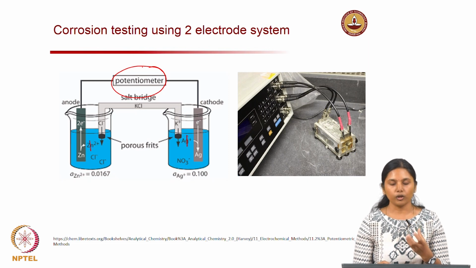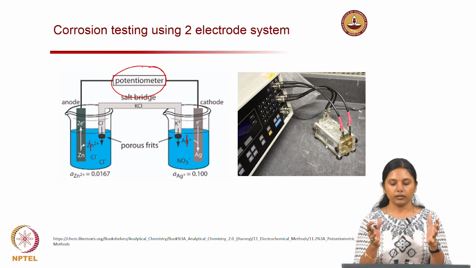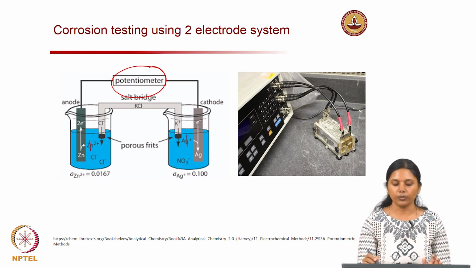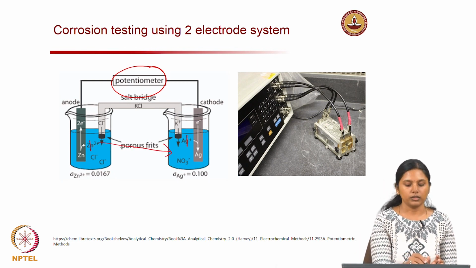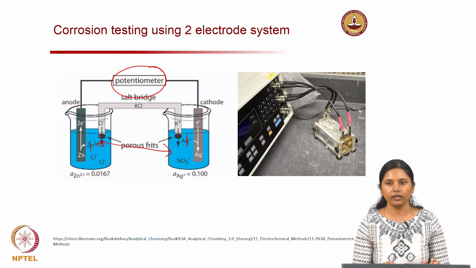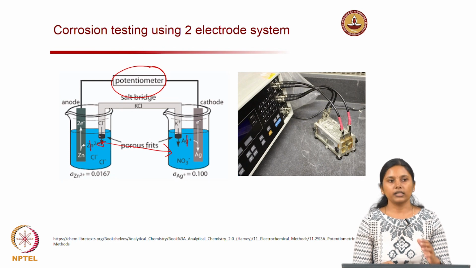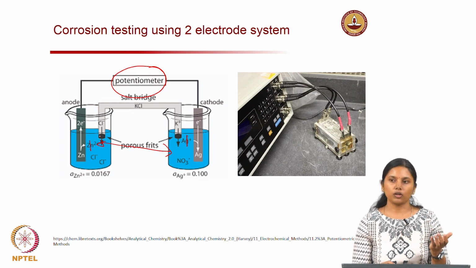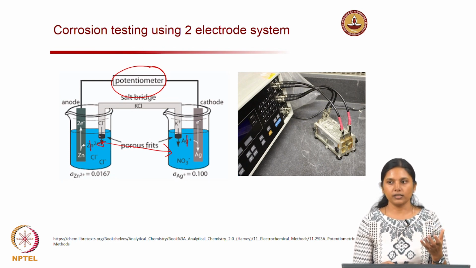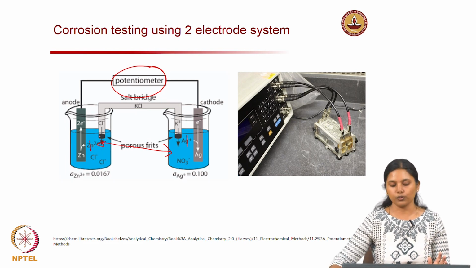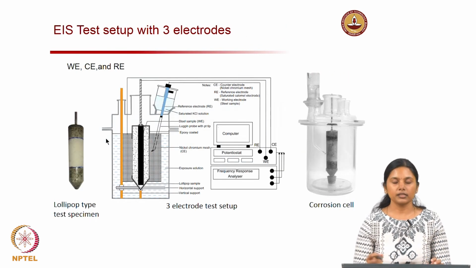If we do not want to differentiate between the reactions and we want only the resistance of the system, rather than the reactions that are happening, then we can use the 2 electrode system. Otherwise, if the working electrode is too high in impedance, then in that case also you can use a 2 electrode system. This is the typical example of the 3 electrode system.